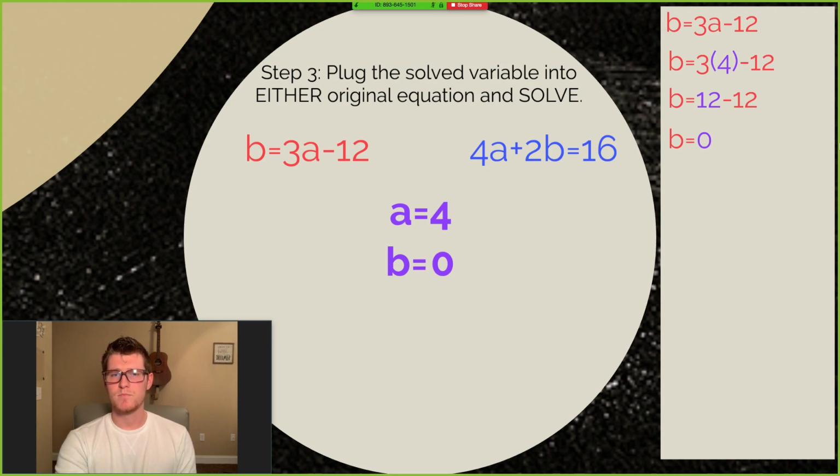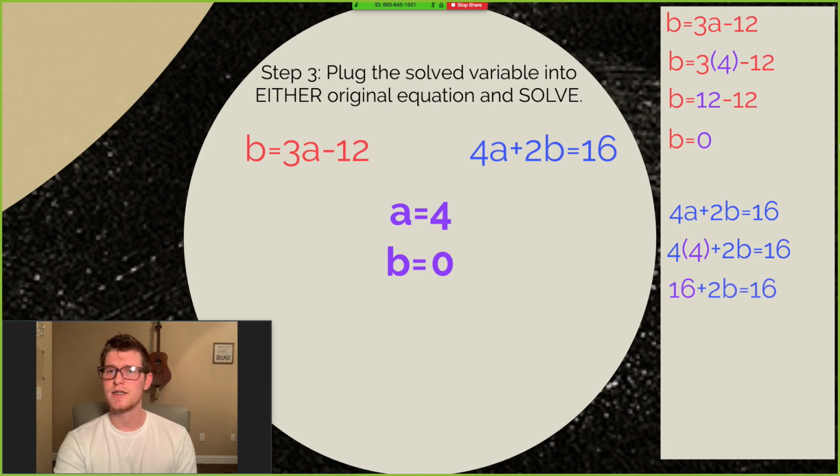What if we had substituted the 4 in on the blue equation? Let's do it. We have 4a plus 2b equals 16, substituting in that 4 that we had when we came to this slide, and then 4 times 4 is 16. You get 16 plus 2b equals 16. Subtract 16 from both sides to get 2b equals 0, and then divide by 2. 0 divided by 2 is 0. So we're getting the same answer.